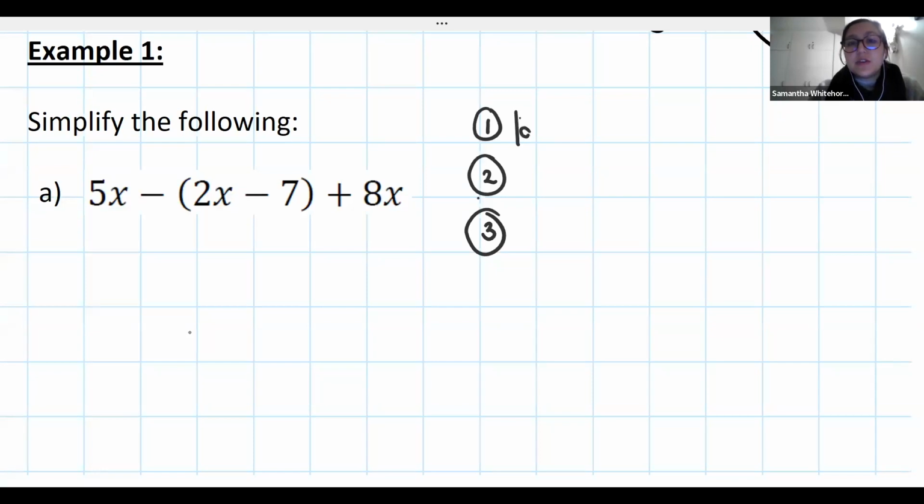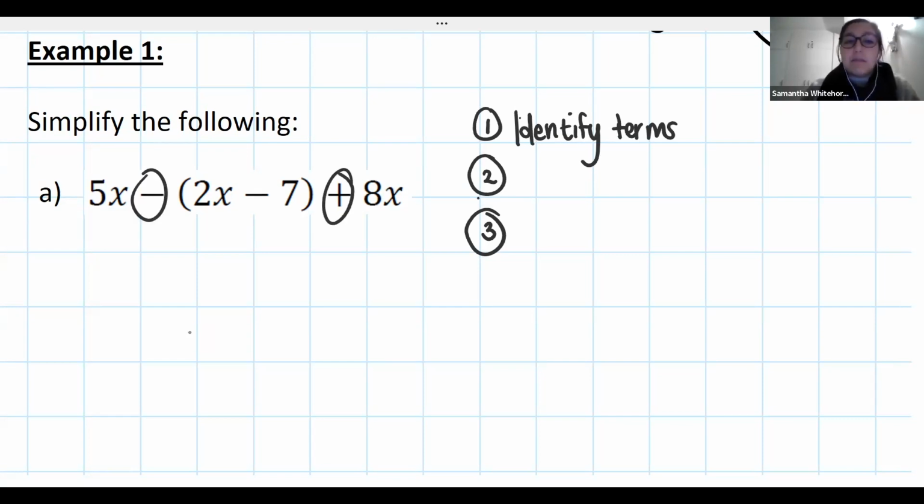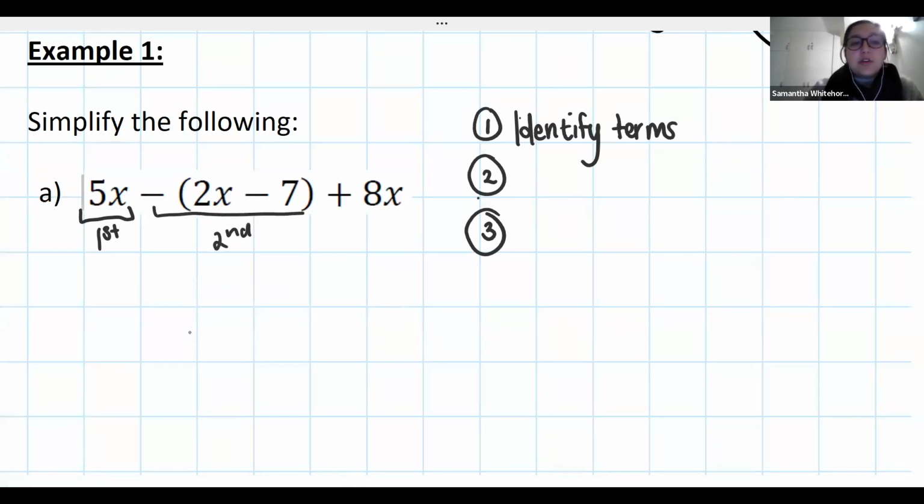The first step is to identify how many terms you have in your expression. Now, to identify terms, remember, you need to look at the plus and minus signs outside of your brackets or fractions. So that would be that minus sign and that plus sign. What that tells me is that I've got 3 terms here. I've got 5x, then the negative times the bracket 2x minus 7, and then my third term, which is that positive 8x.